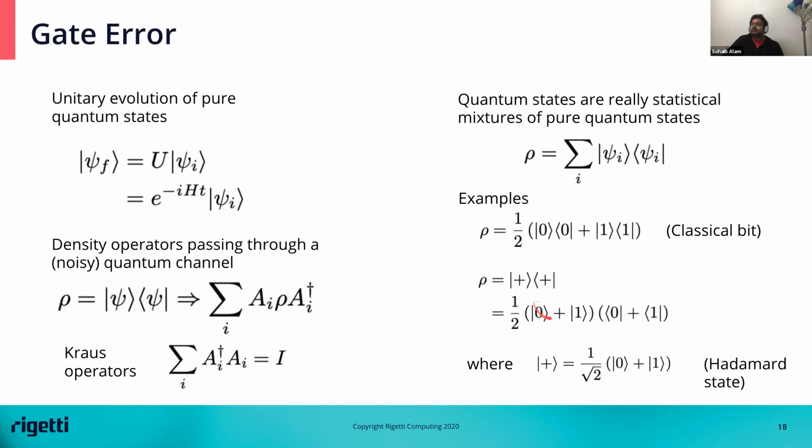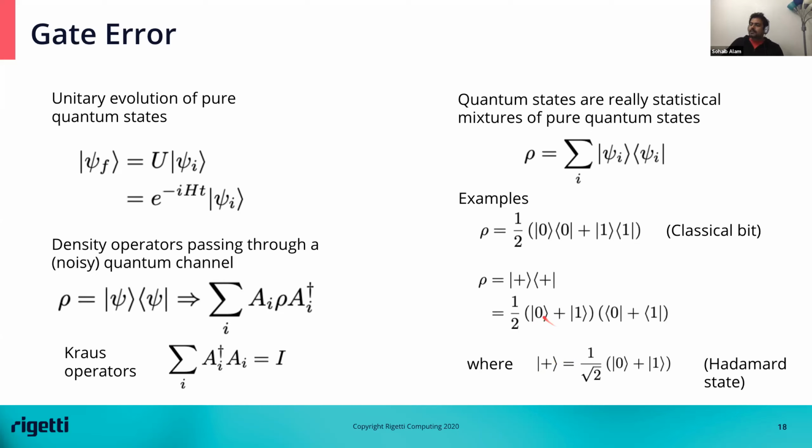And now we can just quickly do the math in our heads. This Hadamard state is often known as the plus state, and that's because the Hadamard state is the +1 eigenstate of the X operator. It's just a convention that people like to follow.